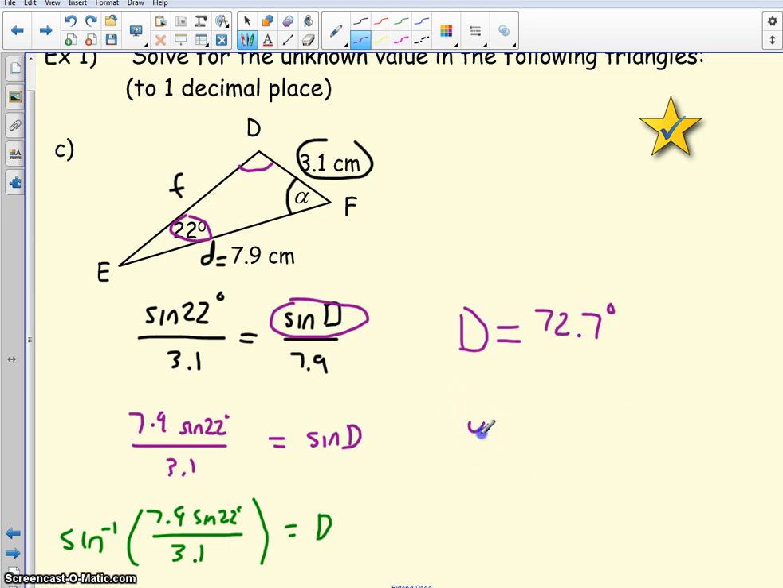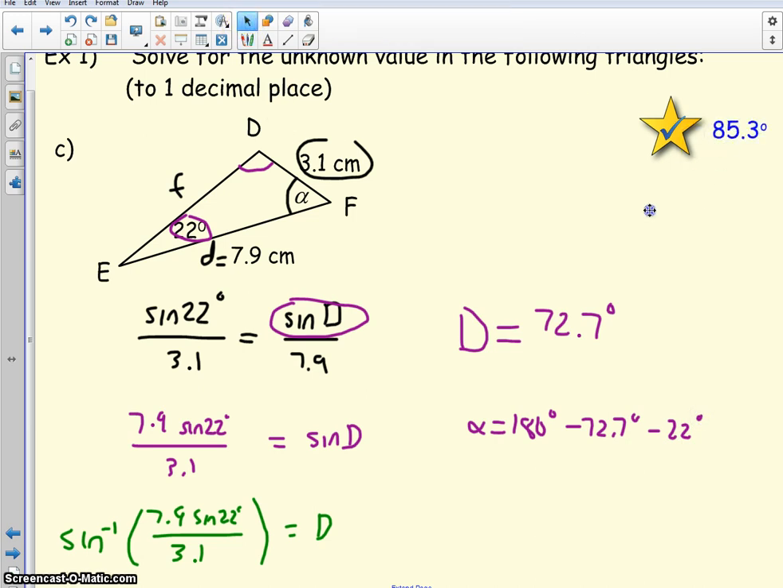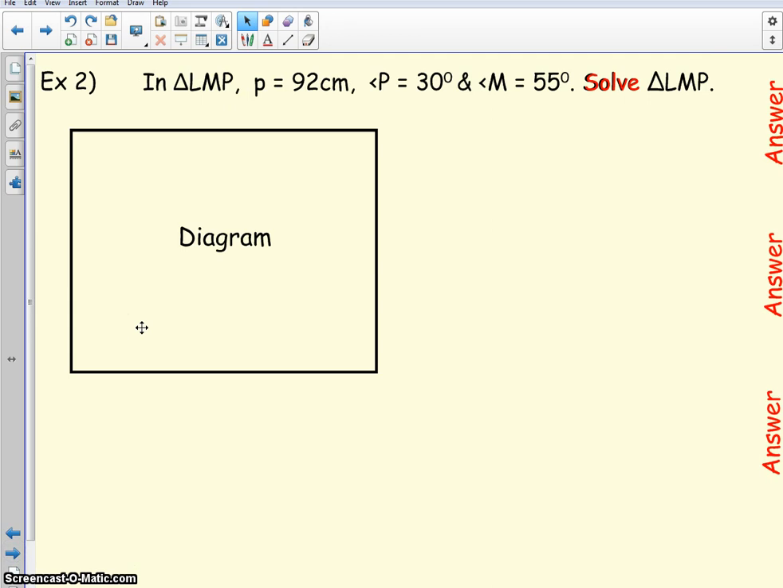So we can find alpha by going 180 minus 72.7, which is the one we just calculated, minus 22 degrees, which when all is said and done should give me 85.3 degrees. Okay, having fun yet? Hopefully you are a little bit. Let's try another one.